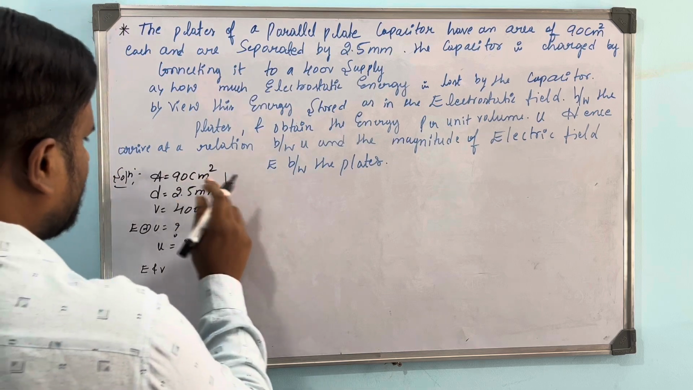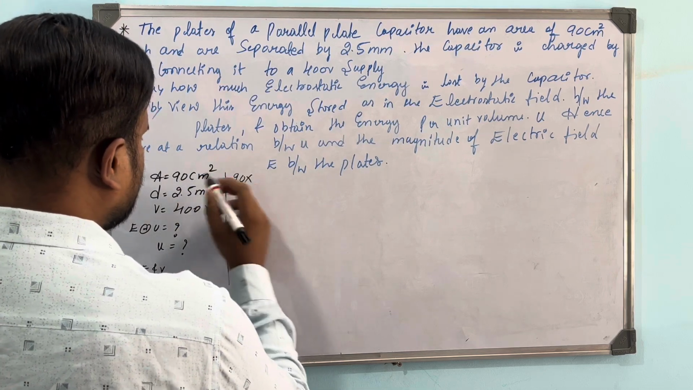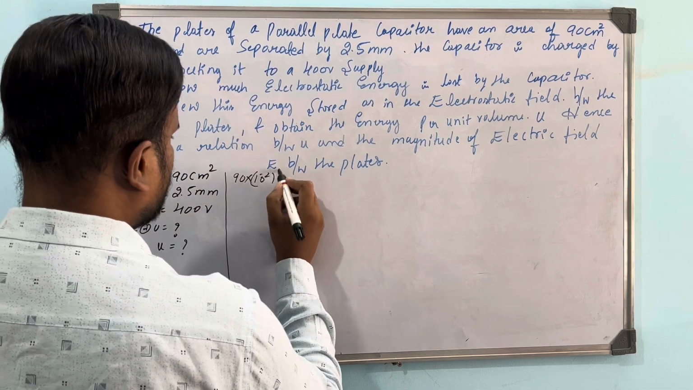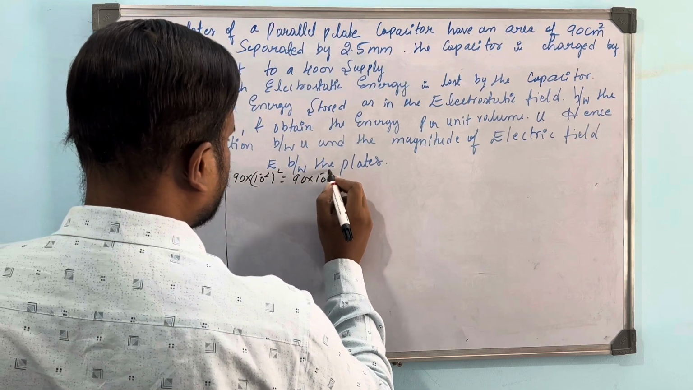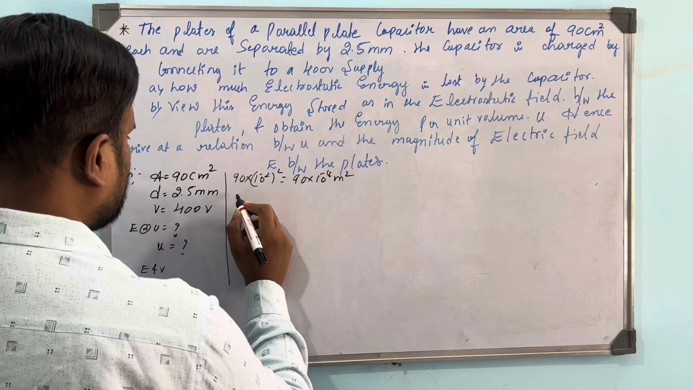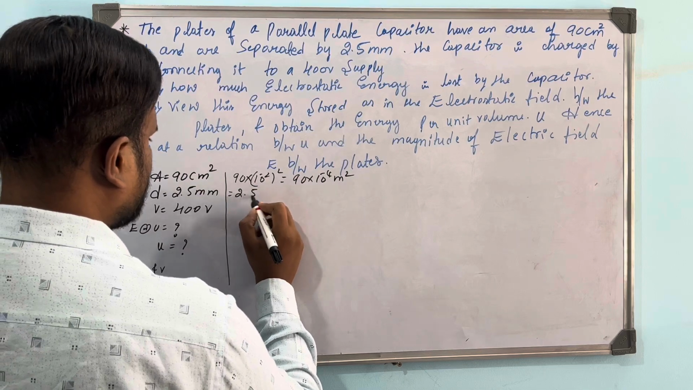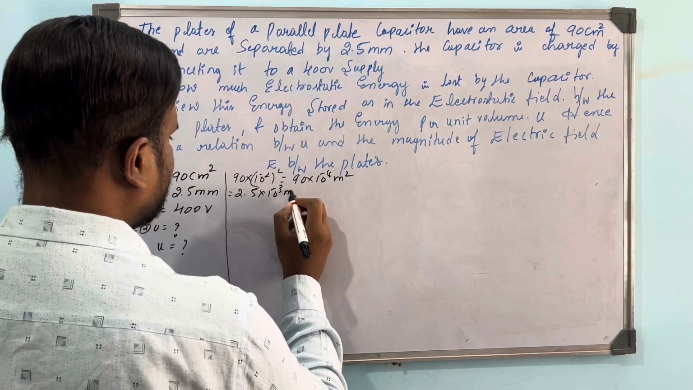Here 90, so centi means 10 to the power of minus 2, whole square. This should be in SI units, so that's why it becomes 90 into 10 to the power of minus 4 meter square. The distance value becomes 2.5 into 10 to the power of minus 3 meter.